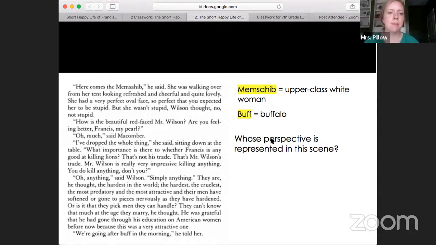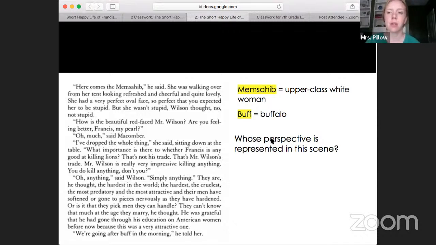Here comes the Memsahib, he said. And that is an upper class white woman. So that refers to who? Who might be the Memsahib, Johan? Mrs. McCumber. Exactly, yeah.